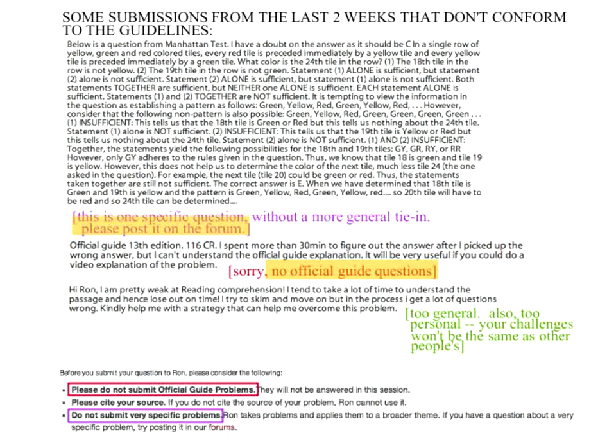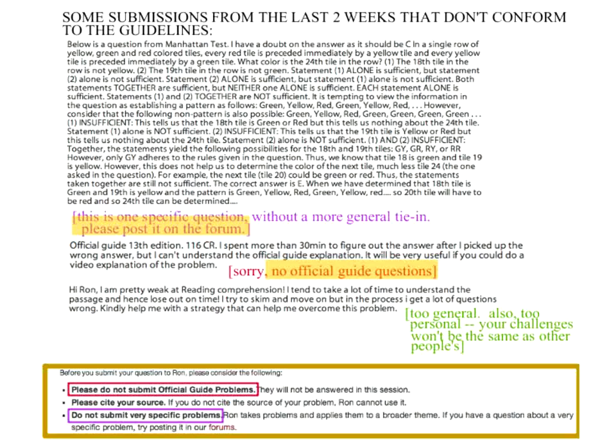Remember, when you first log onto the submission screen, you will see this box right here. This box, by the way, guys, we're not really kidding with this box. When we say no official guide problems, that means no official guide problems. Thank you in advance. When we say do not submit extremely specific problems, that's what we mean. We mean please post those on the forum.